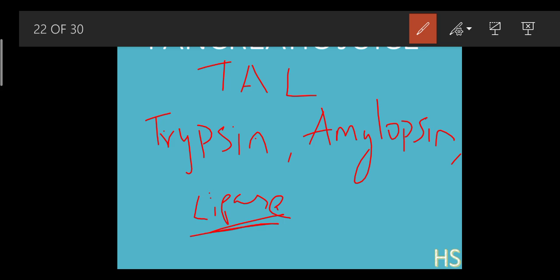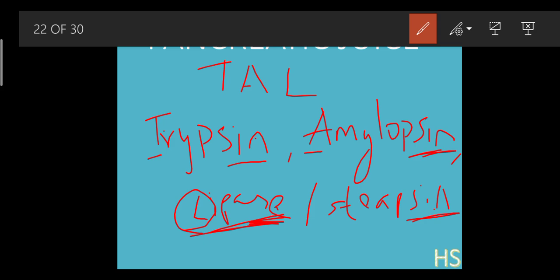Lipase, if you notice, is also called steapsin. If you notice, in most places "sin" has come. What do you mean by that? The word sin and ase basically refer to enzymes. When names are related to enzymes, the endings ASE and SIN are used. So these are TAL: T stands for trypsin, A stands for amylopsin, and L stands for lipase. Lipase is also called steapsin. So just remember this word TAL.